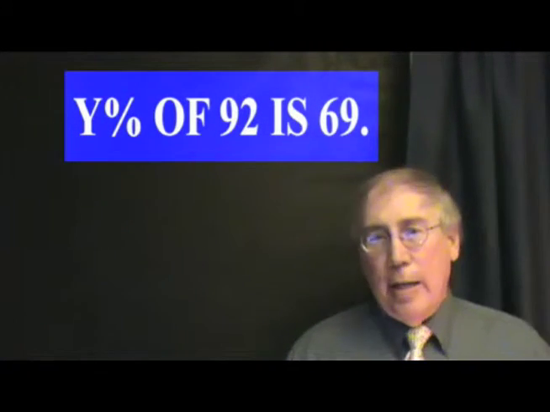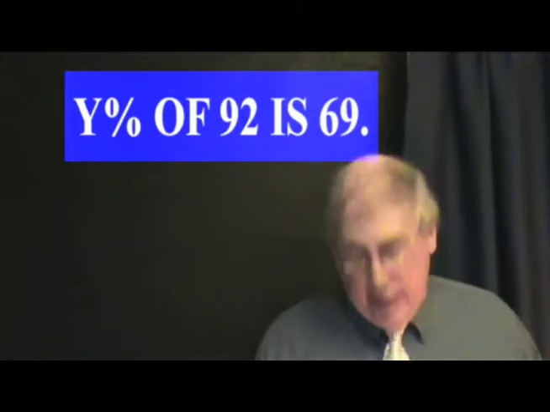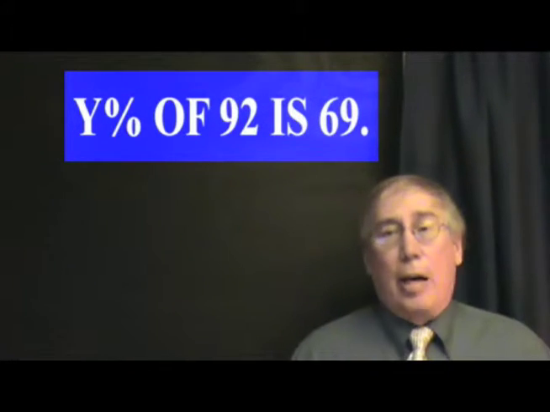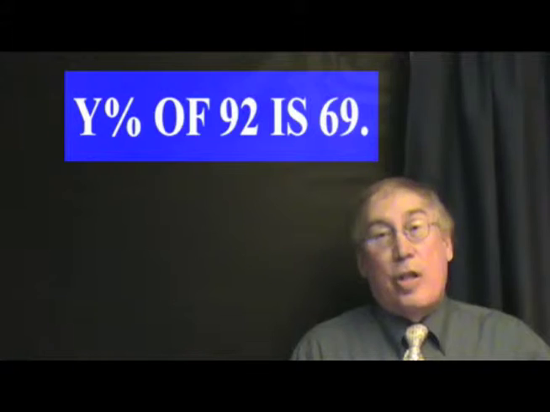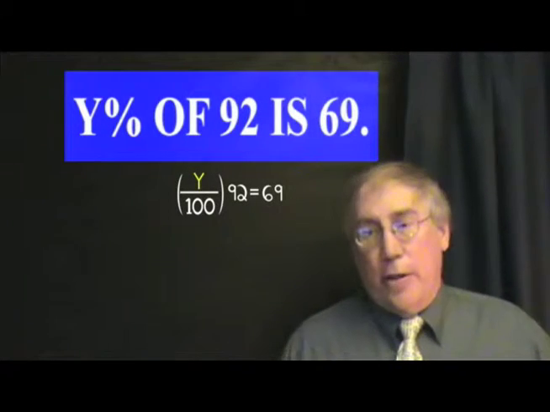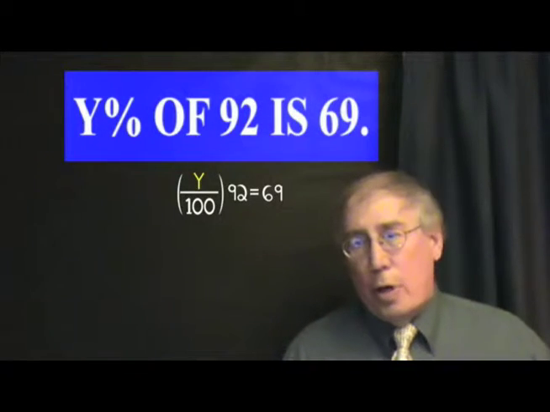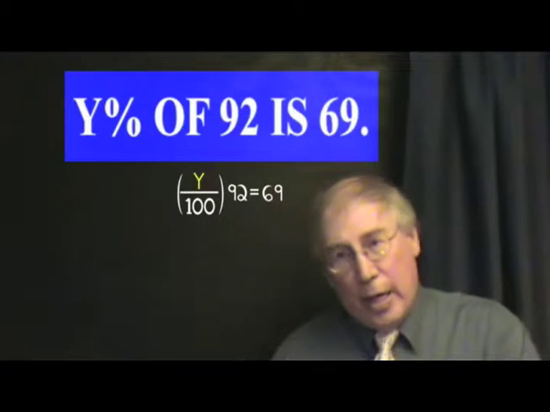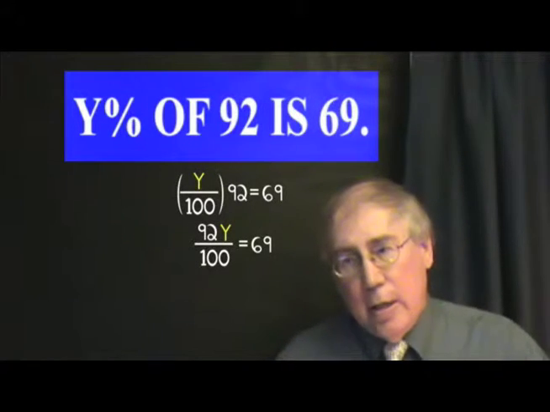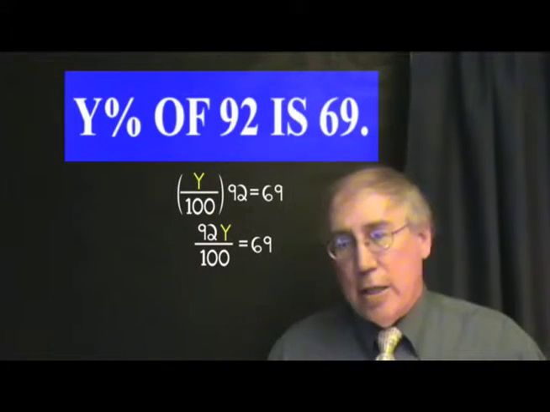Okay, here's a different problem. Y percent of 92 is 69. Now, that y is so much out of 100. So we could put y over 100, and of will be times 92 is equal to 69.